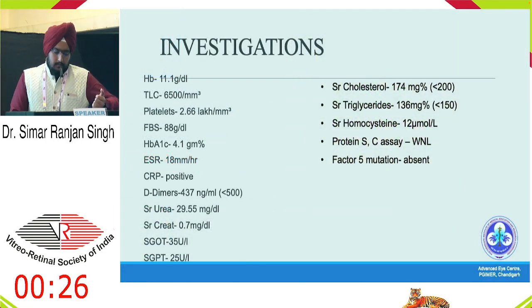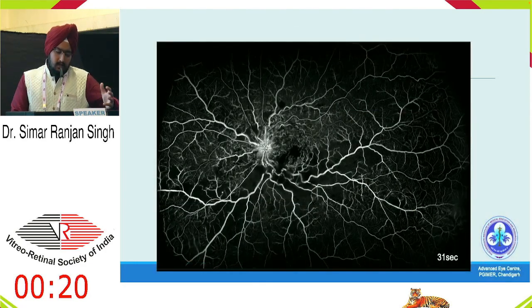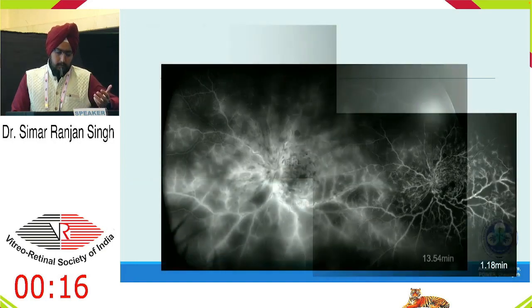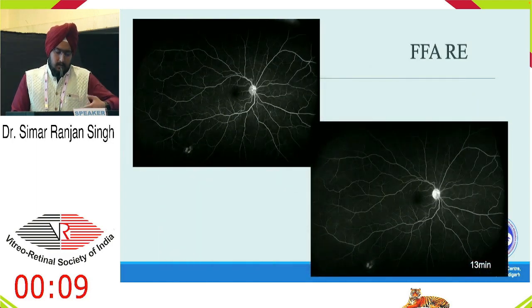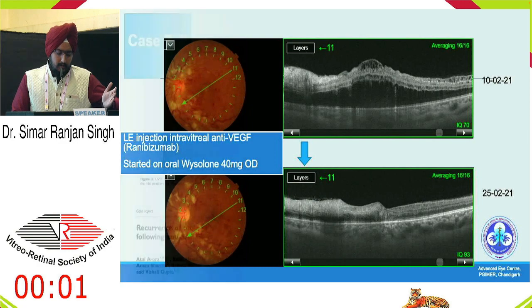Again, all the investigations were negative. We couldn't find anything. And interestingly, on the angiogram, we could see a lot of occlusion and a lot of leakage, which was suggestive of an inflammatory CRVO in the eye. This was a very acute presentation. Again, treated with oral steroids along with anti-VEGF, but due to that extensive occlusion, she ended up having optic atrophy and a vision of 3/60.